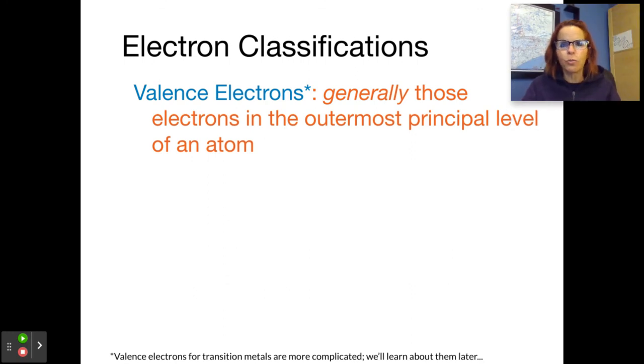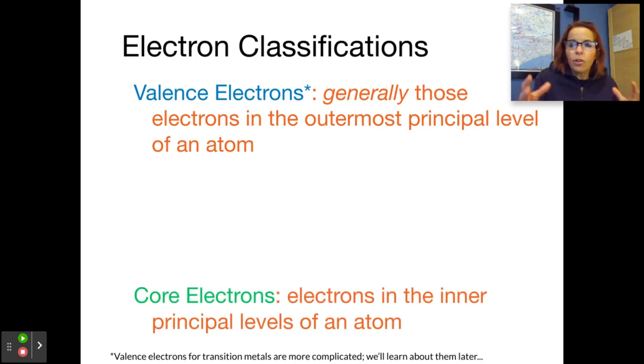Valence electrons for Bohr's model, it was the electrons in the outermost shell. So generally, those are the electrons in the outermost principal level of an atom. However, there's a little asterisk down here. Valence electrons for transition metals are more complicated. We'll learn about them later. So right now, just roughly, it's those electrons in the outermost principal energy level of an atom.